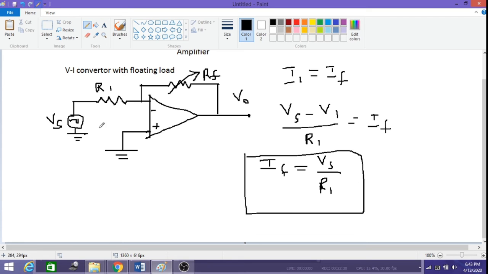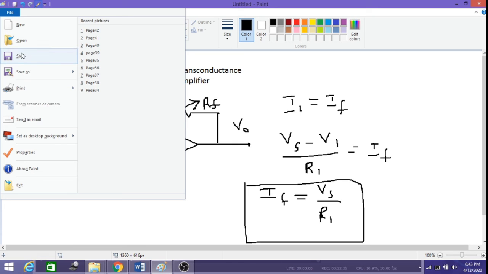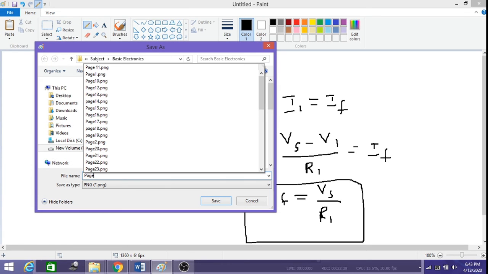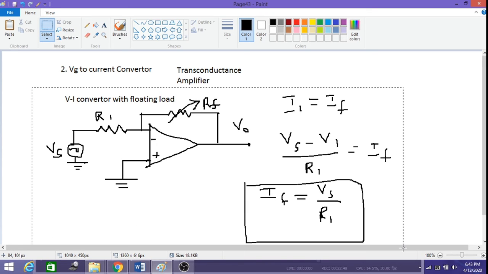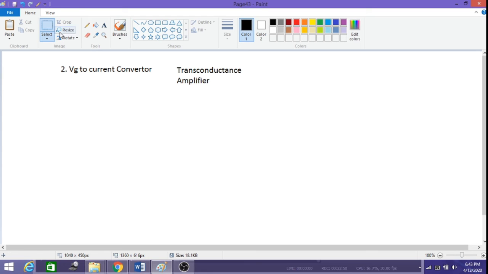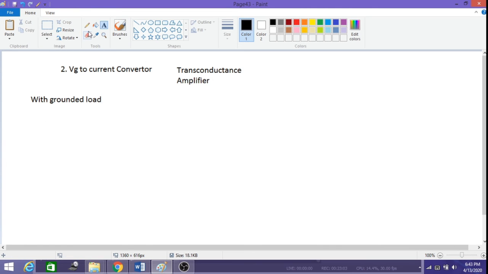So let me talk about the second kind of voltage to current converter. Let me quickly save this page here, page 43, and remove everything here, delete, and now I'm going to talk on the voltage to current converter with grounded load. So with grounded load, the circuit looks slightly different here.